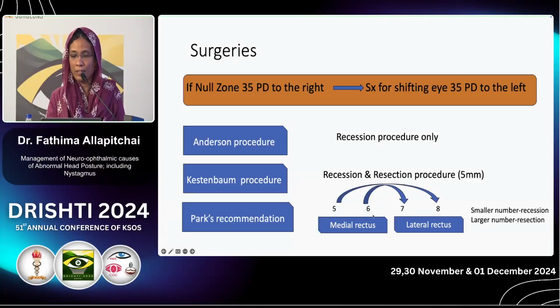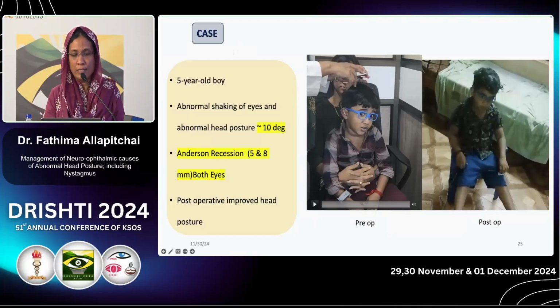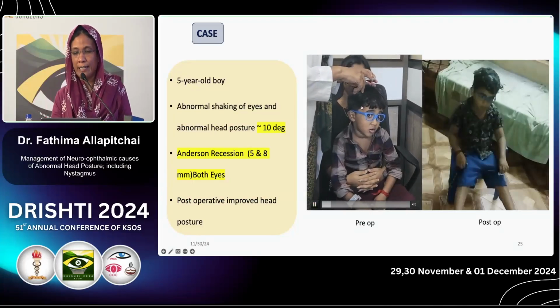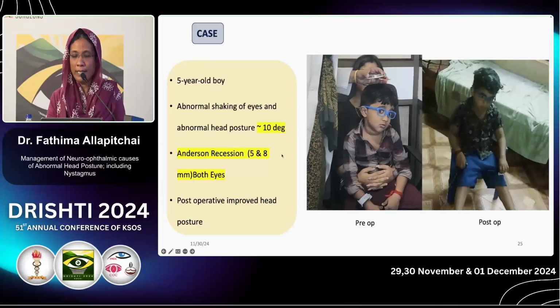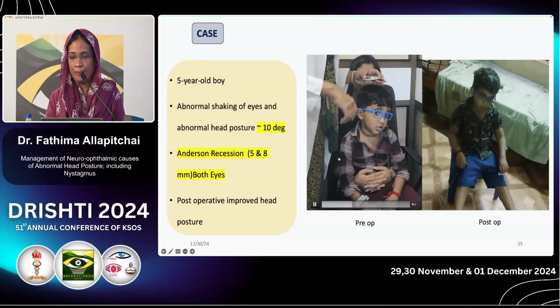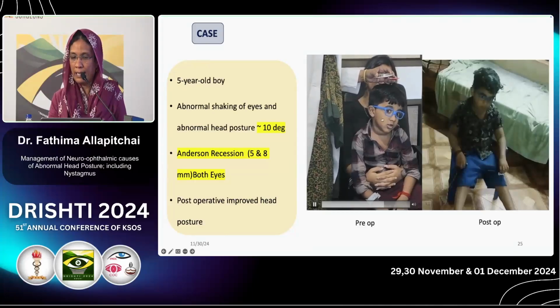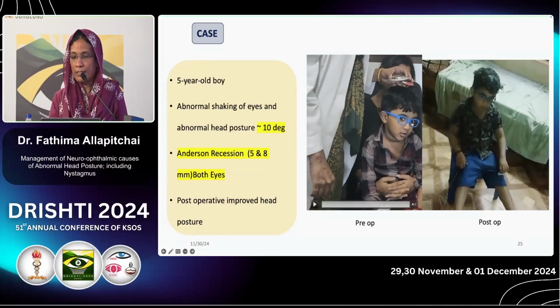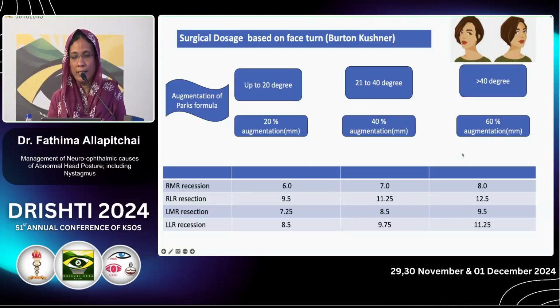So he came with arbitrary numbers 5, 6, 7, 8, where 5 and 6 are for the medial rectus. If you see, in one eye you will be doing 6 and 7, so 6 plus 7 is 13, and 5 plus 8 is 13. So you are doing an equal number, 13 and 13, in different dosages. This is an Anderson procedure we did for a 10-degree face turn: 5 millimeter and 8 millimeter recession. Here this eye undergoes exotropia surgery, LR recession, and this eye undergoes MR recession. The face turn was reasonably okay, but only for 10 degrees.